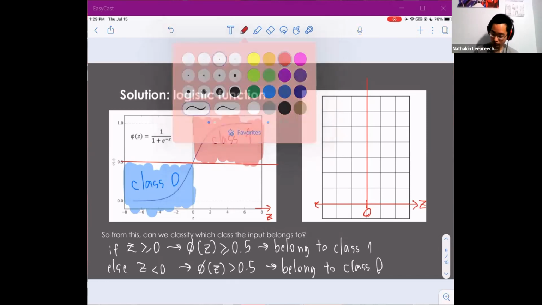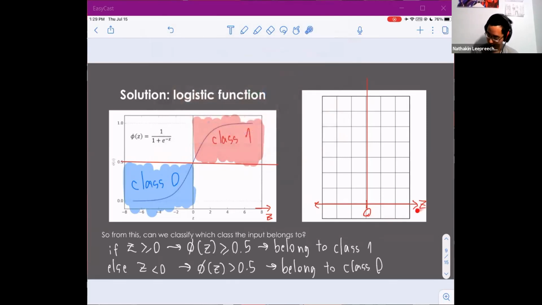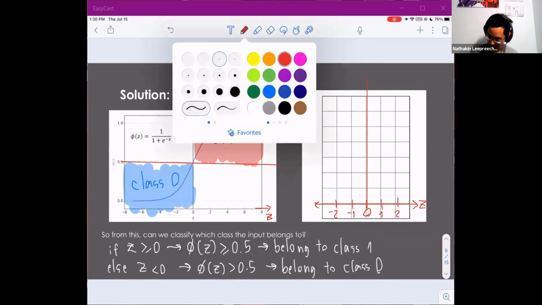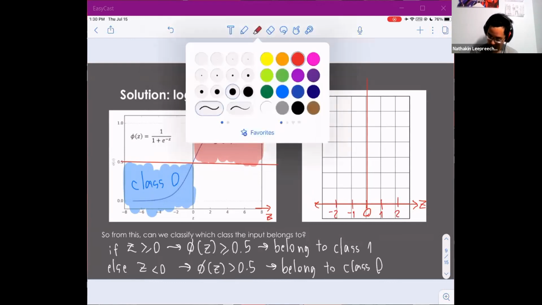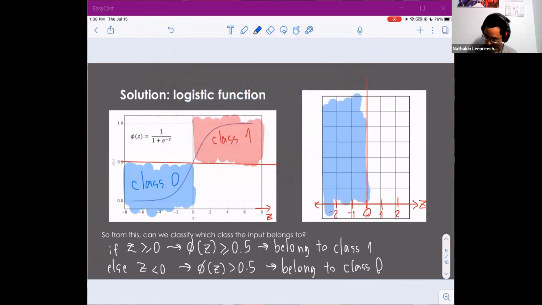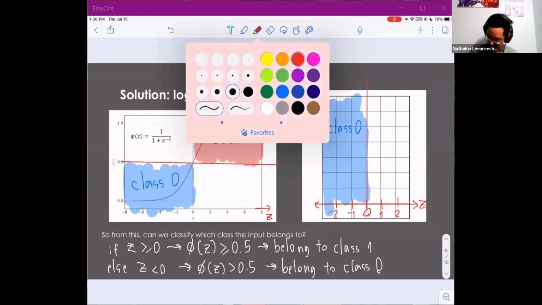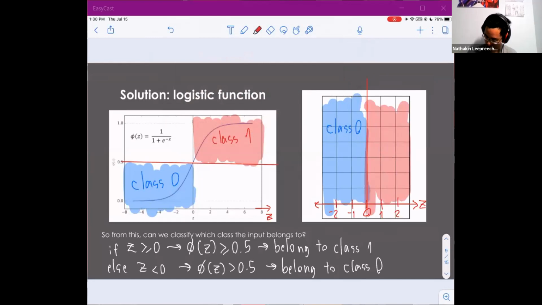Then that belongs to class 0. And if you look at this graph of the z-axis, we can see that if z becomes less than 0, like -1, -2, let me color that here, everything behind that is going to be class 0, and the same thing on the other side: everything here is going to be class 1.